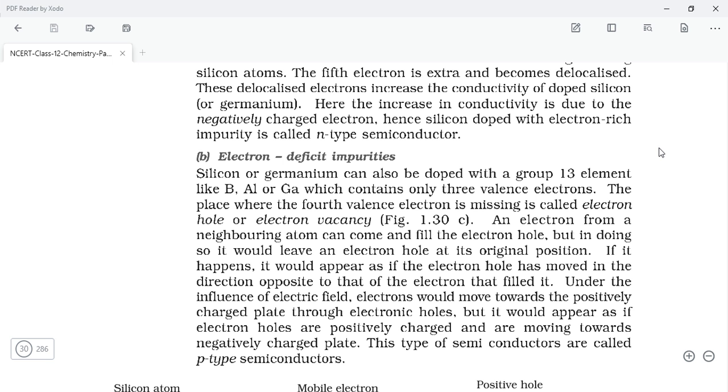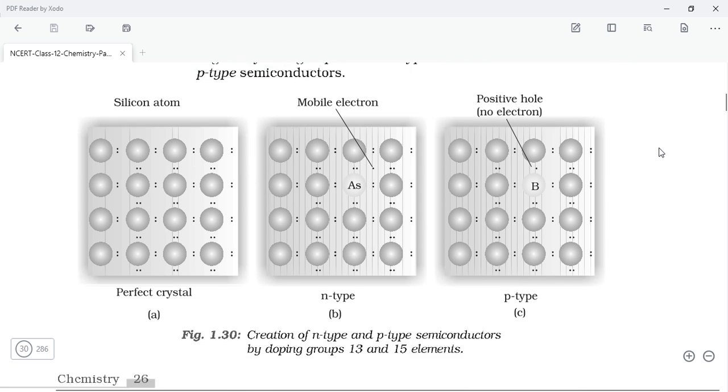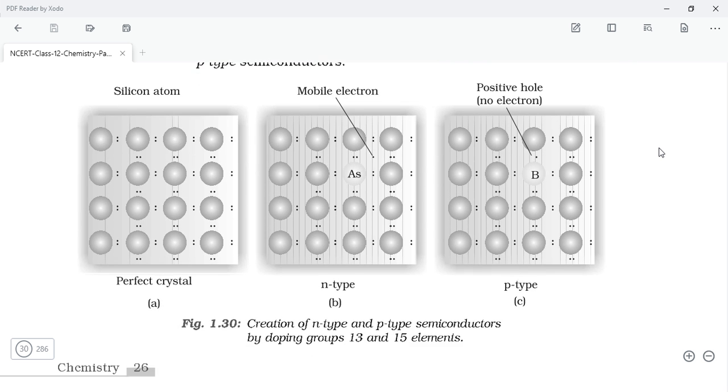So if you have n-type, that semiconductor has more electrons than the p-type semiconductors, and then you have neutral semiconductors. That's how you find out. Now you have some figures. Silicon atom.